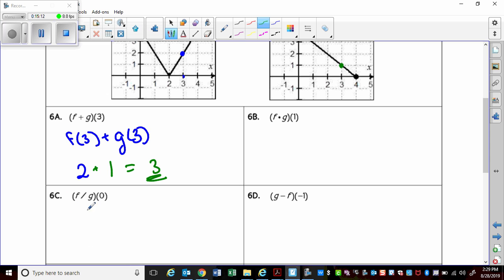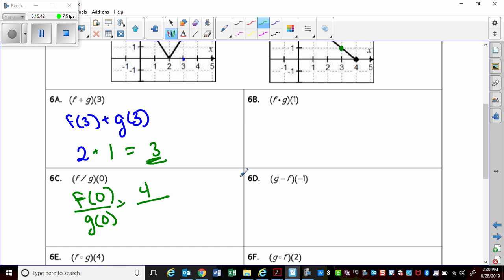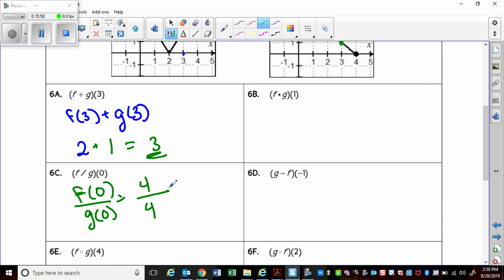Let's try 6C. So remember, f divided by g at 0 is the same as f at 0 over g at 0. f at 0, that just means I'm going to go over to my f function, this is 0, I'm going to go up to the graph, it is 4. Now g, my g function, I'm going to start at 0, go up to the graph, it's also 4. So 4 over 4 equals 1.